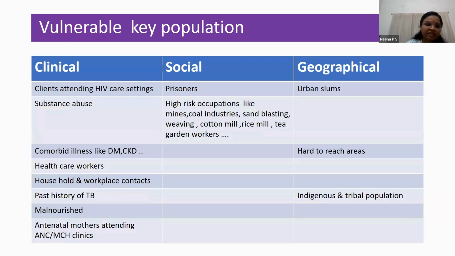And then the clinical settings, that is all the retro patients, substance abuse, and then our diabetic patients, CKD patients, chronic kidney disease, healthcare workers, a past history of tuberculosis, malnourishment. All these patients are at high risk of developing TB, and they have to be actively screened for tuberculosis. Even though the patient is not complaining of the typical symptoms, you need to screen for active tuberculosis.